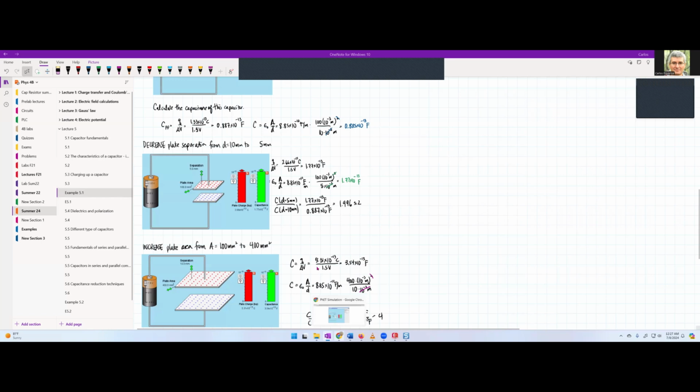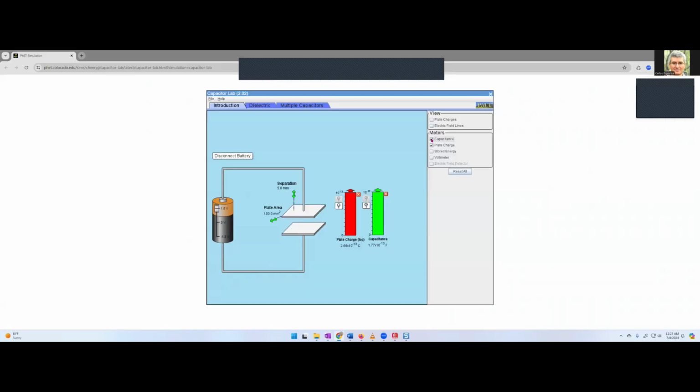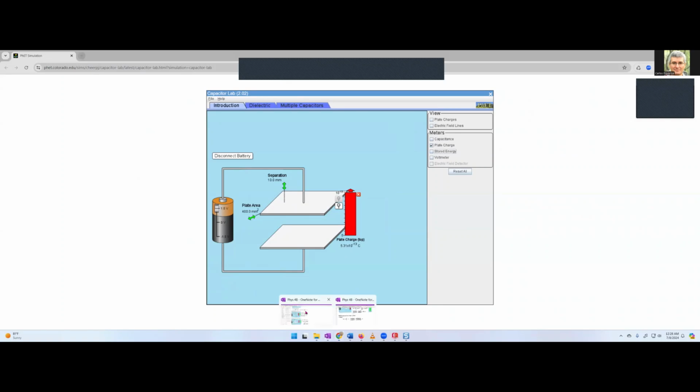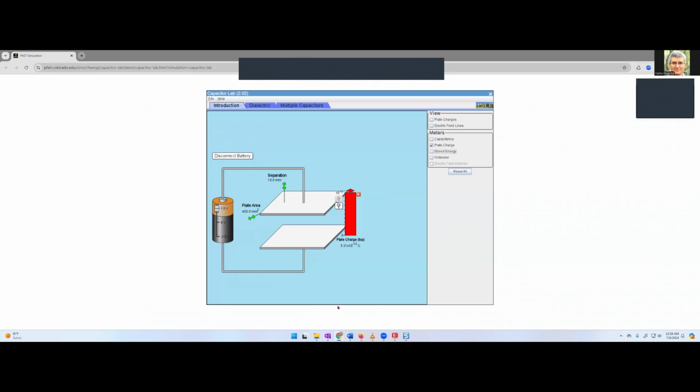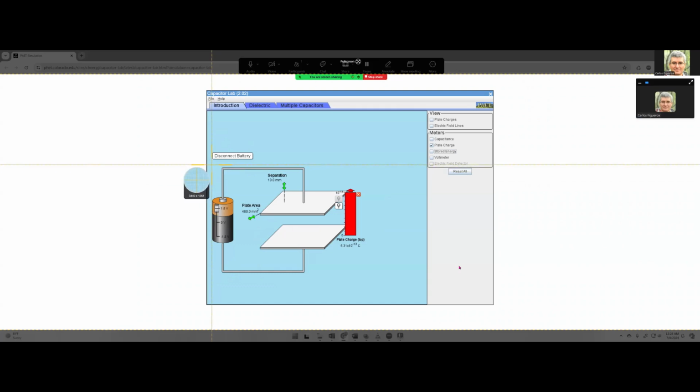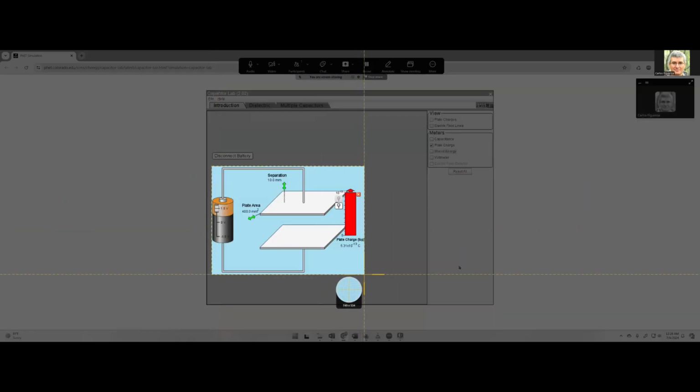So going back to here, I'm going to look at this thing, I'm going to get rid of the capacitance, and now I'm going to go back up to 10, and then I'm going to increase this guy. And then we need the stored charges, not the stored energy, the plate charges. So when I'm looking at that plate charge, it's telling us that it is the value of 5.31 times 10 to the negative 13 coulombs. So let's take this with us.